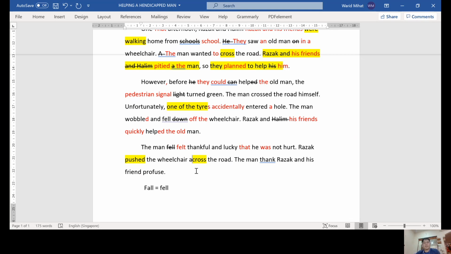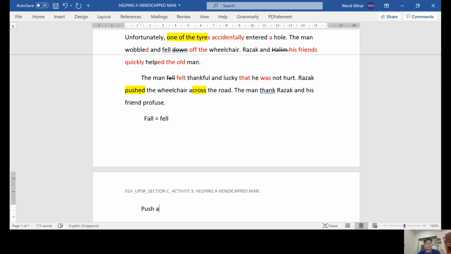Razak push the wheelchair across the road. Ayat asal dia adalah push across. Push across ni maksudnya dia tolak melintasi jalan. Dia bukan push cross. Ini kita panggil apa? Phrasal verb. Push across. Bukannya push cross. Kalau you kata push cross, push tu kata kerja, cross tu kata kerja, then dia tak jadi phrasal verb. Tetapi push adalah kata kerja, across adalah preposition. So, apabila kita gabungkan kedua-dua tu sekali, dia menjadi phrasal verb. Barulah perkataan tu betul. So, push the wheelchair across the road.